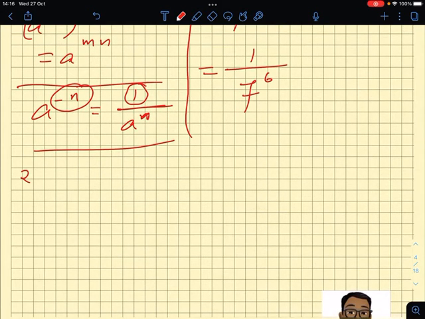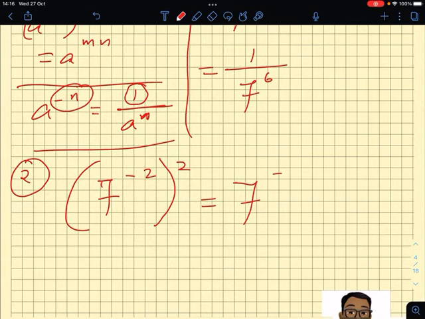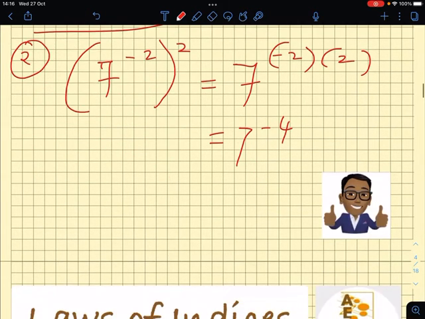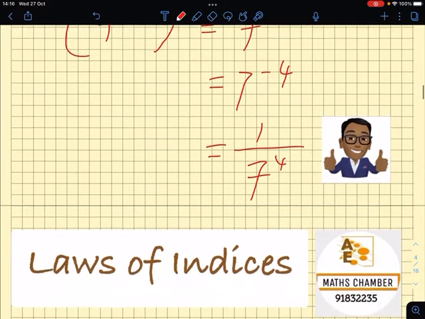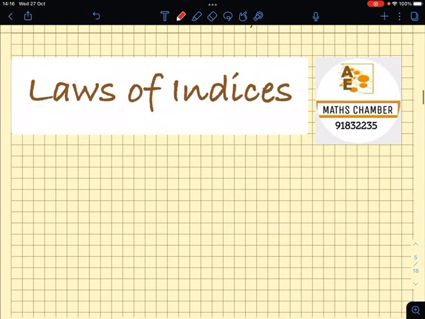Okay, the second example that I've done is 7 to the power of negative 2, to the power of 2. That will give 7 to the power of negative 2 times 2, which is 7 to the power of negative 4, which will give you 1 over 7 to the power of 4. Okay, let's go to the third example.